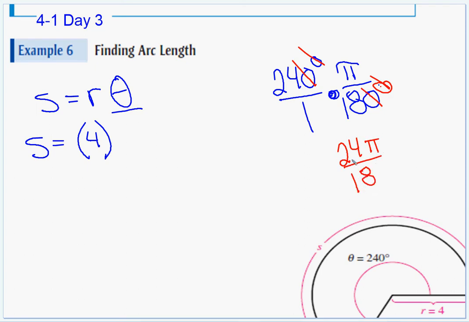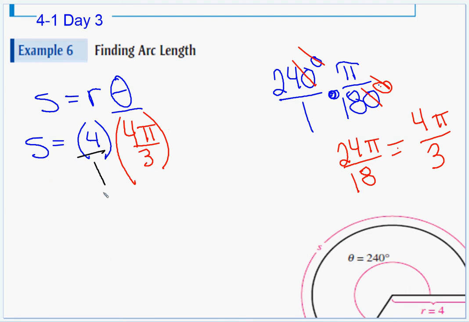And then I see those are divisible by 6. If we divide the numerator by 6, that's a 4 with our pi. Denominator divided by 6 is 3. So there's our angle, 4 pi over 3. That goes in for angle theta. All right, all we got to do here is multiply straight across. So S, the length of the arc, is going to be 4 times 4 pi. That's 16 pi. Denominator 3 times 1 is 3.